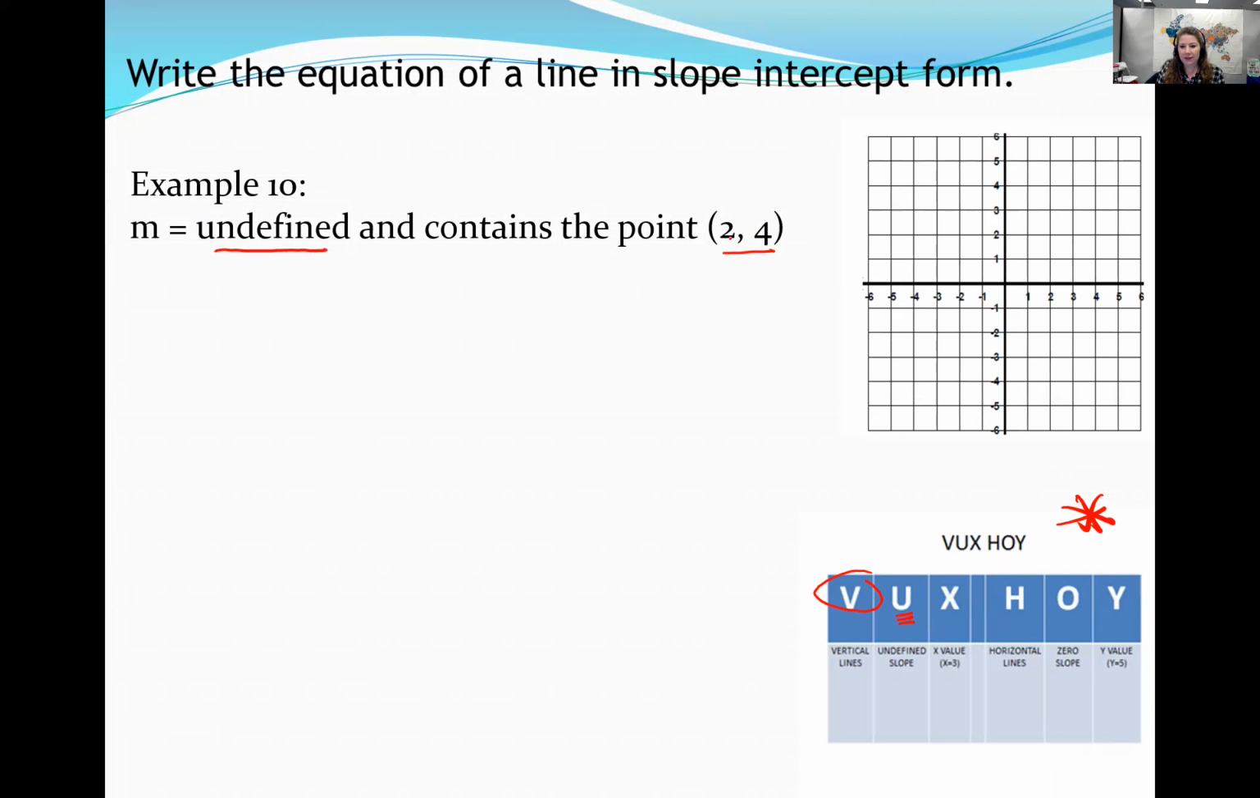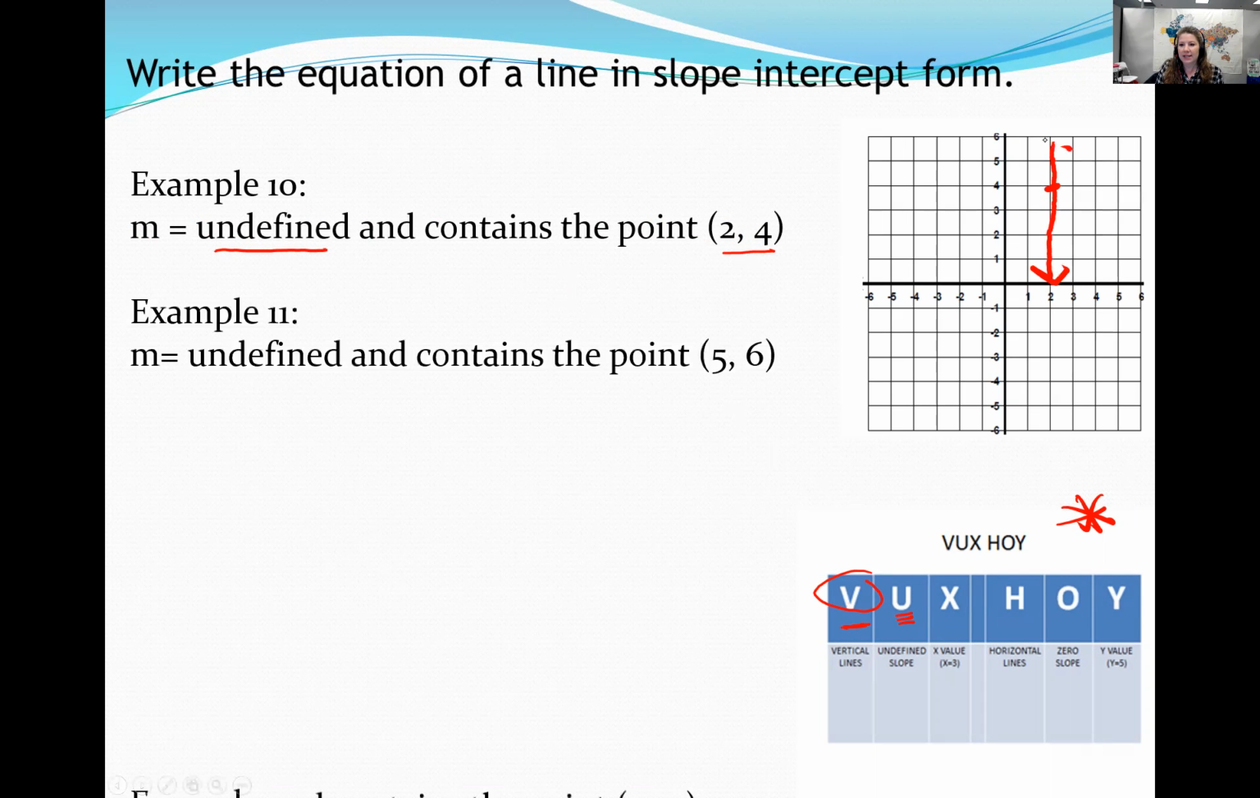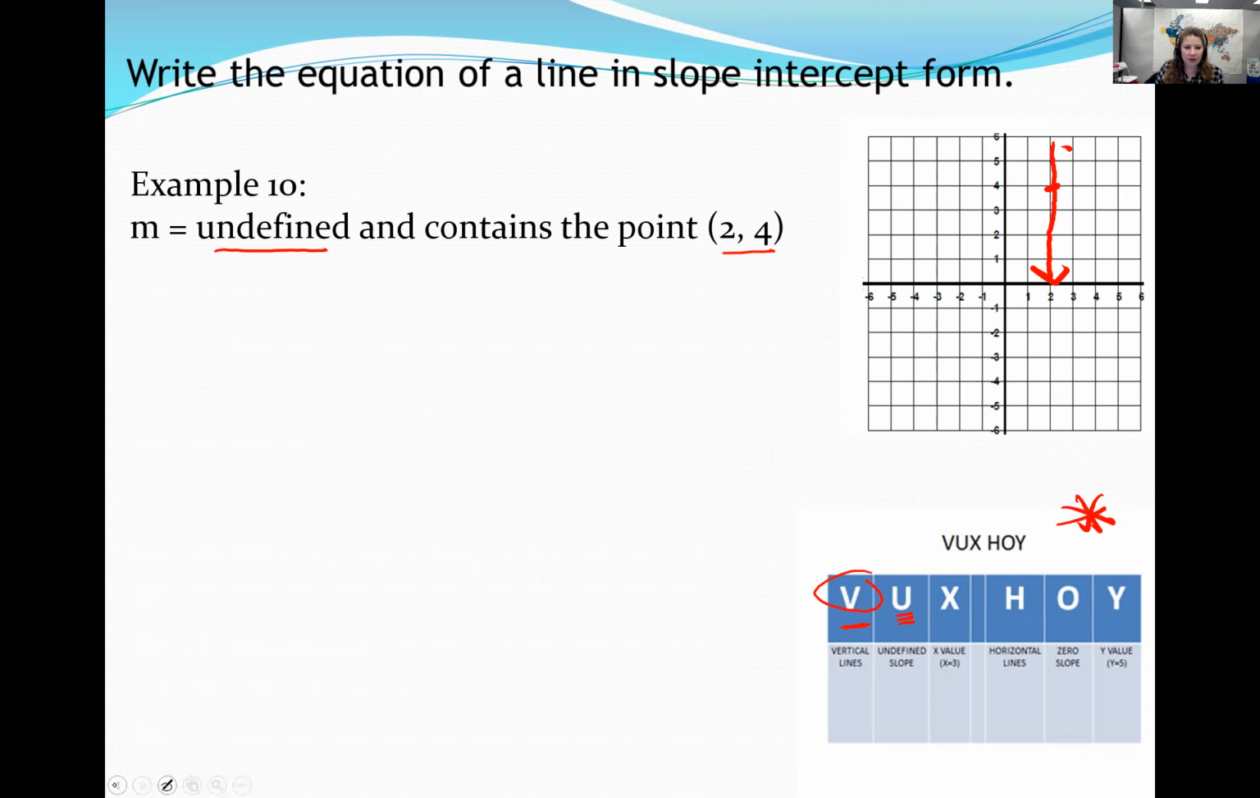So I'm going to come over here and graph the point (2, 4). I know it's a vertical line, and vertical lines go this way, so I'm going to draw a vertical line through that point because that's what it says. There's a line that has an undefined slope and goes through the point (2, 4). Well, what is the equation of this line? This reminds me there's only an x in the equation. So basically, I find my x value, which is 2. Since there's only an x in the equation, my whole equation is x equals 2.